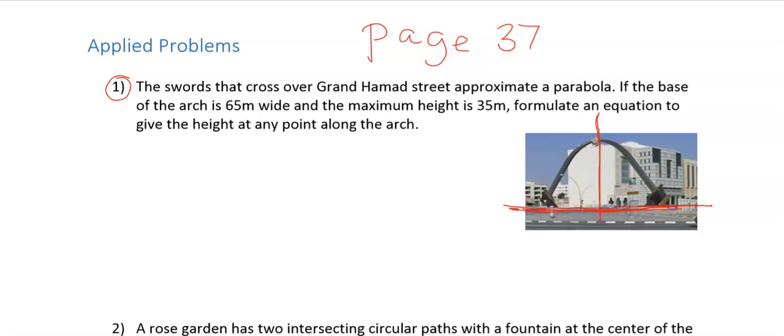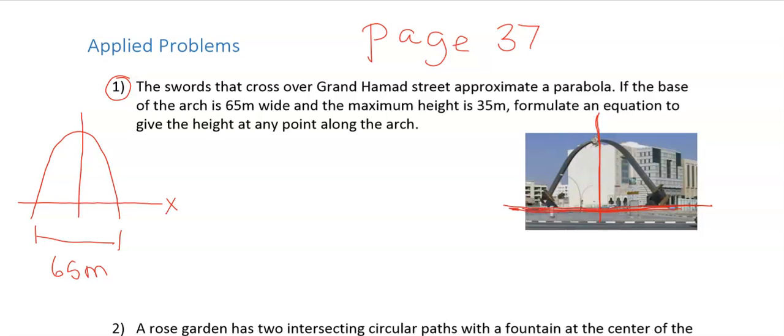Now, if I drew it over here like this, watch carefully. Here's our parabola, there's those swords. From one end to the other, remember that's 65 meters. If we assume this is the x-axis and this is the y-axis, then this point right there is your origin, 0, 0, right at the very middle of the base.